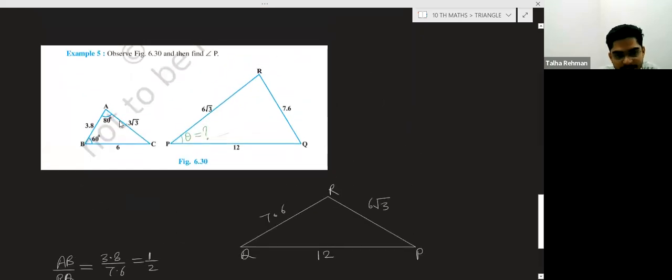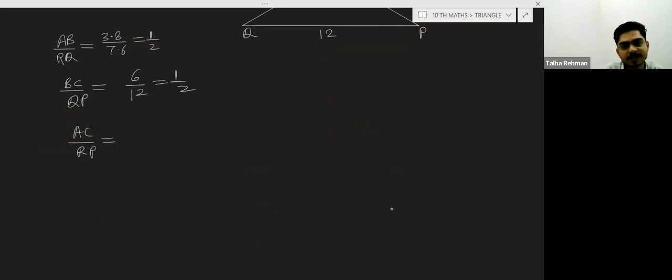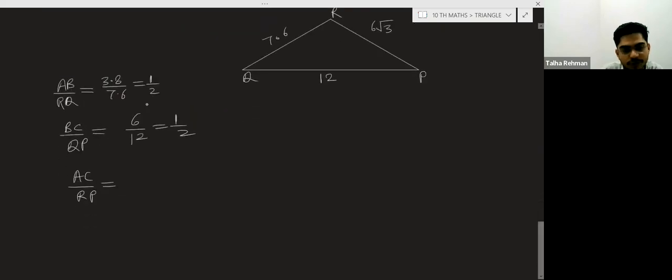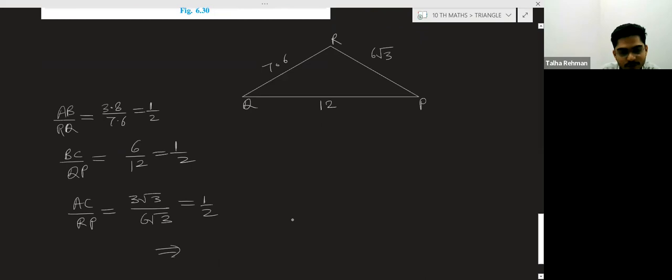Now see this side. AC divided by RP. What is AC? AC is 3 root 3. What is RP? RP is 6 root 3. This is equal to 1 by 2. Now you can see here the ratio of the corresponding sides is equal. Your AB by RQ is equal to BC by QP is equal to AC by RP.